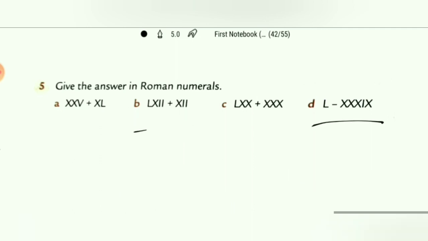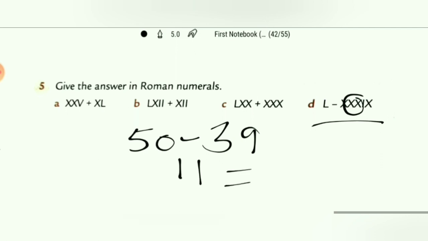This one. L means 50. 10, 20, 30. This represents 30 and this is 9. 39. 50 minus 39 is 11. How will we write 11? 11 means 10 plus 1. XI. This is the last solution of this question.